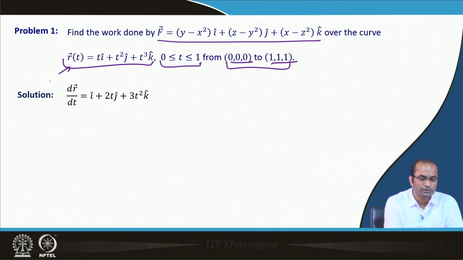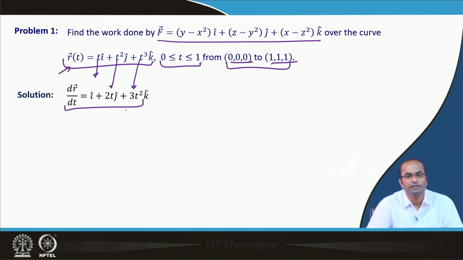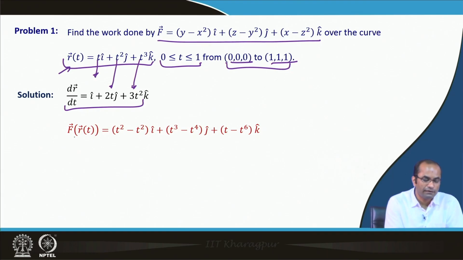of this work done. So, we need to evaluate dr over dt, which is easy. The derivative of t with respect to t is 1, t square will be 2t, t cube will be 3t square, and then we have the F. When we substitute this parametric form, that means x is t, y is t square, and z is t cube.